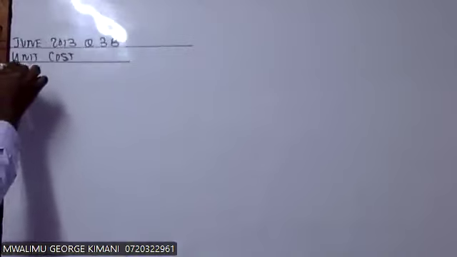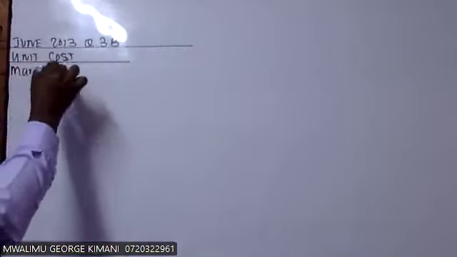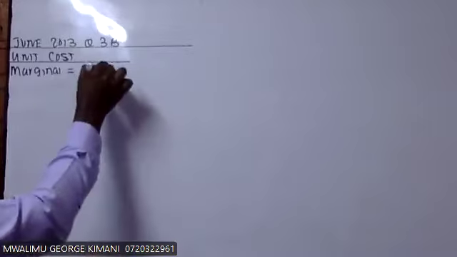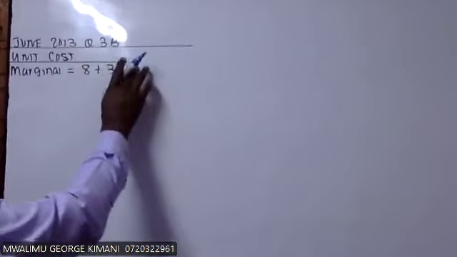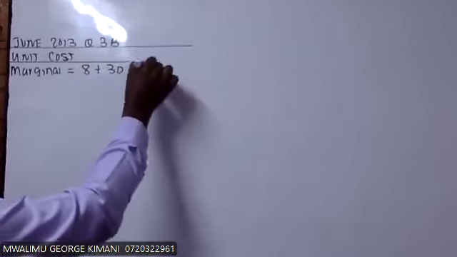So under the unit costs, we start with marginal. Marginal, we said we go for the variable. So we have the material of 8. We have the labor of 30. And we have the variable selling costs. No. Now, selling cost is not part of production. Selling is not part of production. So that one will not be included. 38.